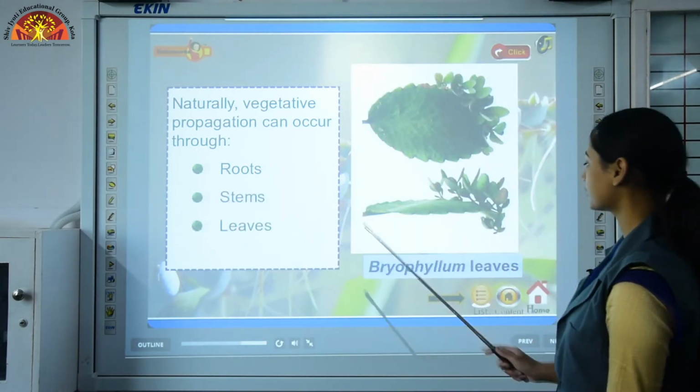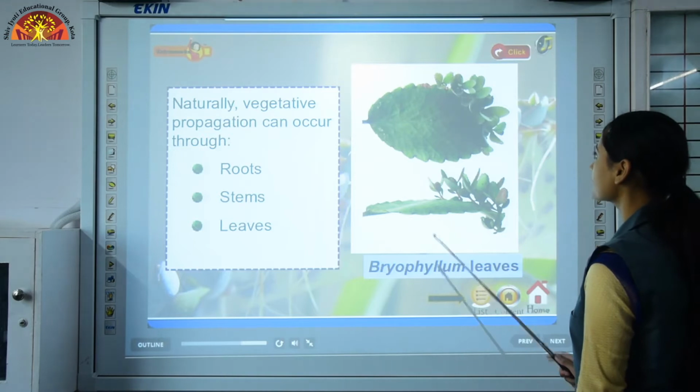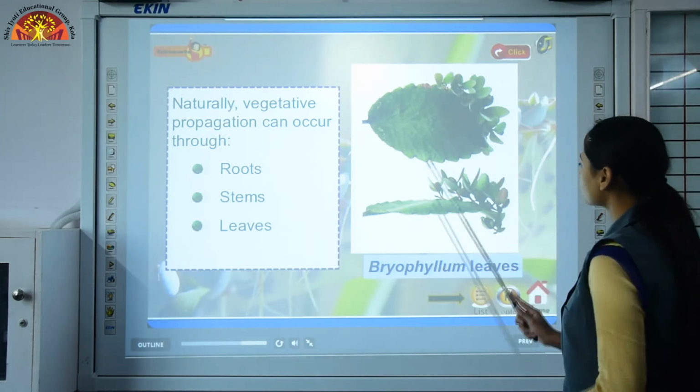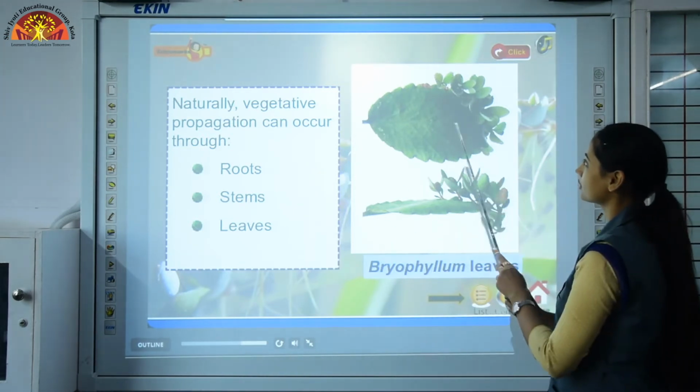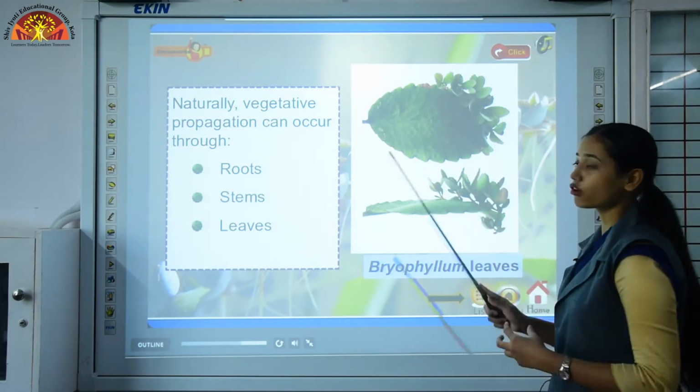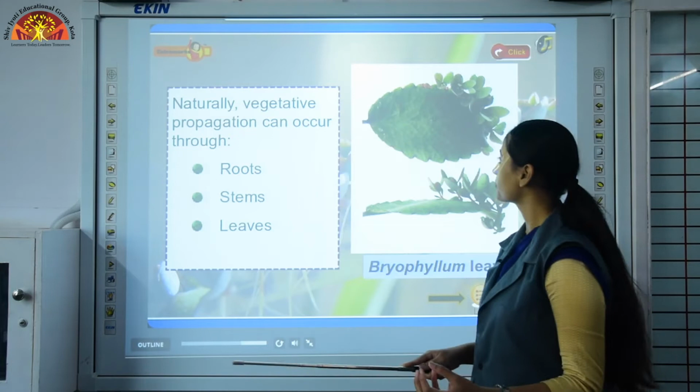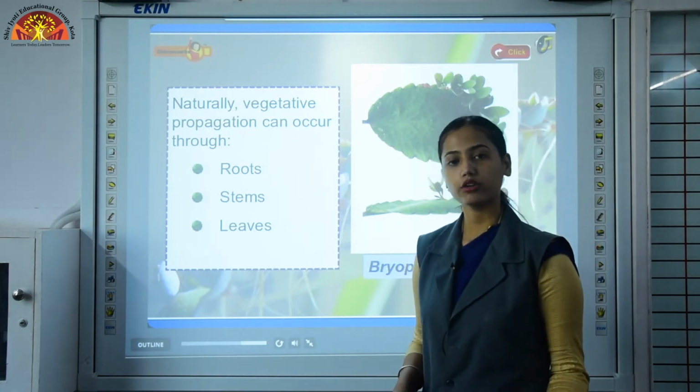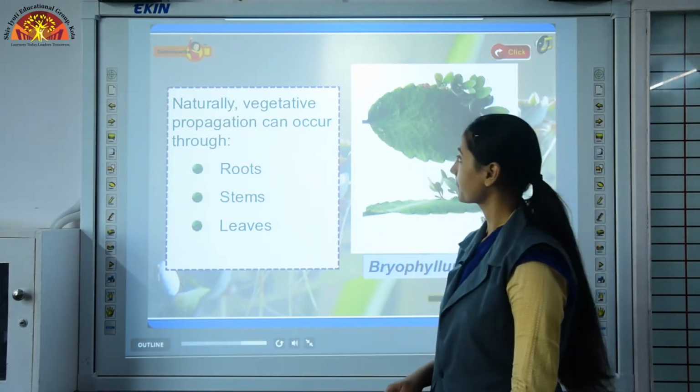Then leaves. These are leaves of the bryophyllum plant. As you can see, small buds are here on the corners of the leaf. So if these buds fall down, then they grow into a new plant of bryophyllum.